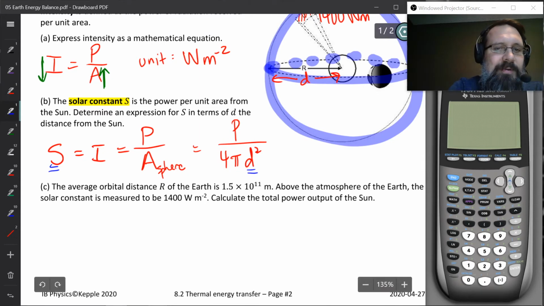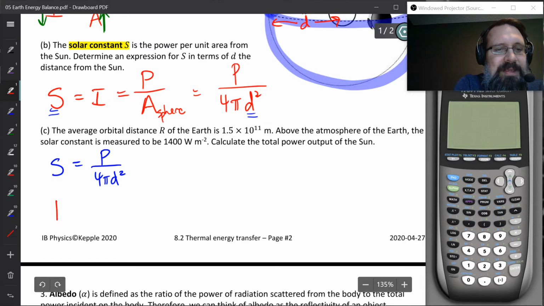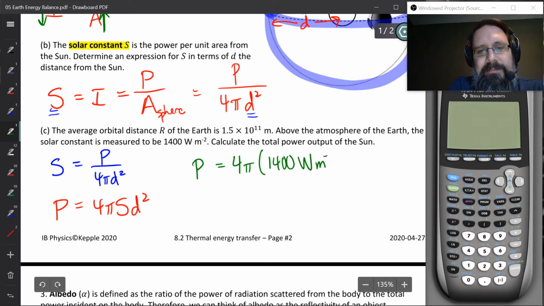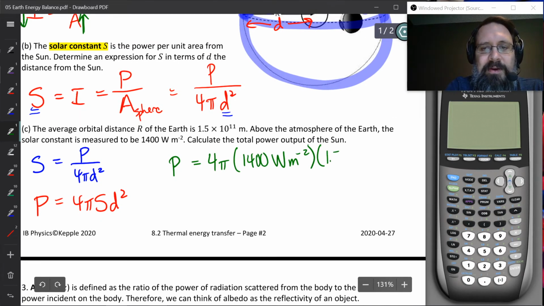Okay, so here's the idea. We're going to use this equation that we just derived, S equals P over 4 pi d squared, but we're going to solve for P. So P is going to equal 4 pi S d squared. And we should be able to get the same power value that we got earlier with this same expression. So 4 pi, and then for S, that's the intensity, it's 1400 watts per square meter. We're going to multiply that by the distance between the sun and the Earth, which is 1.5 times 10 to the 11 meters. And then we need to square that since it's a surface area.